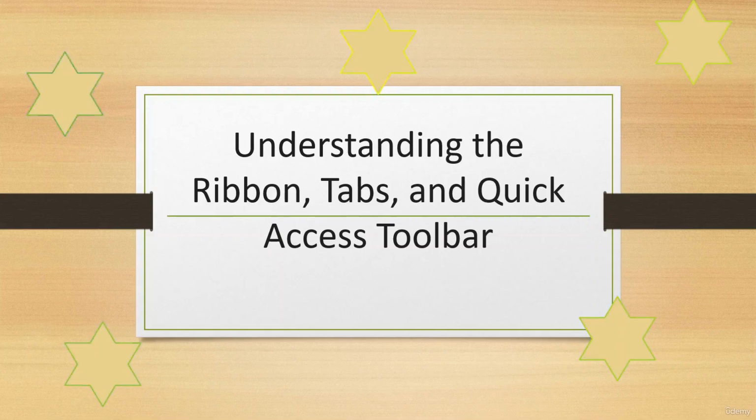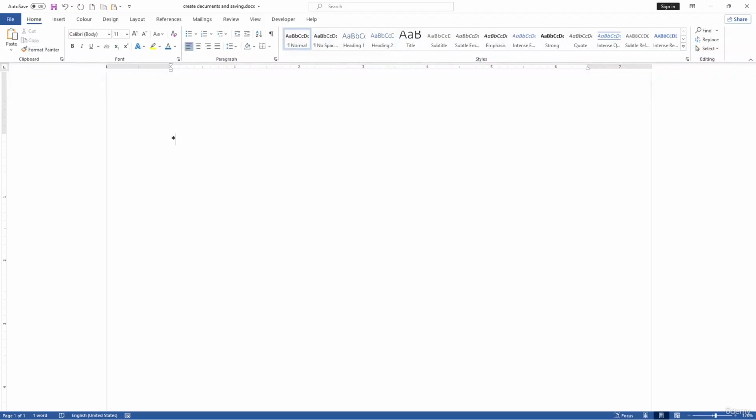When you first open Microsoft Word, you are greeted with a powerful set of tools right at your fingertips. So this is the ribbon interface. The ribbon is designed to make it easier to find commands quickly so you can perform your tasks efficiently.